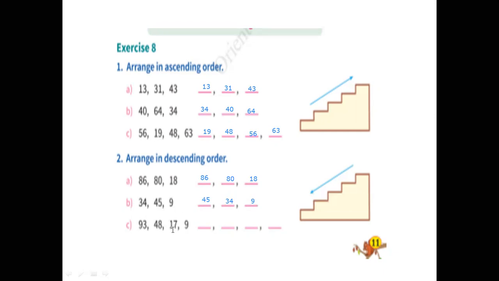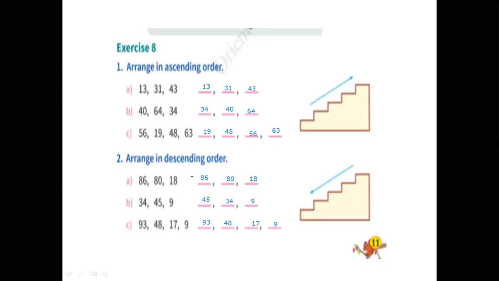See some. 93, 48, 17, 9. Which is the biggest here? 93 is biggest. So we are writing 93. Okay. Now 93 is already we have wrote. 48, 17, 9. Which is biggest? 48 is biggest. Comparing these three. Okay. Next 17 and 9. Which is biggest? 17 is biggest. Then with comparing all this, which is smallest? 9 is smallest. So we are writing in last.